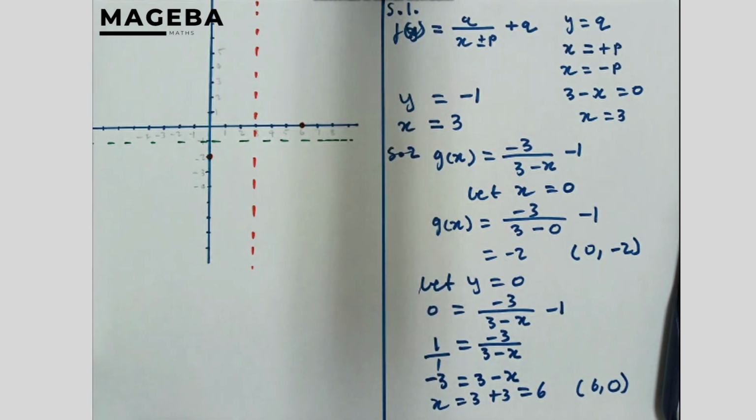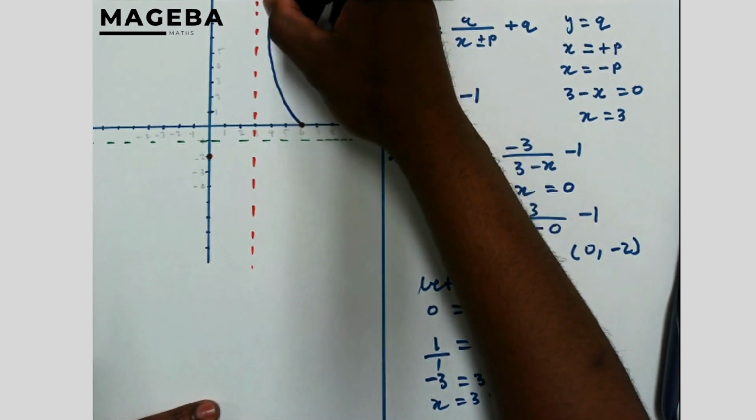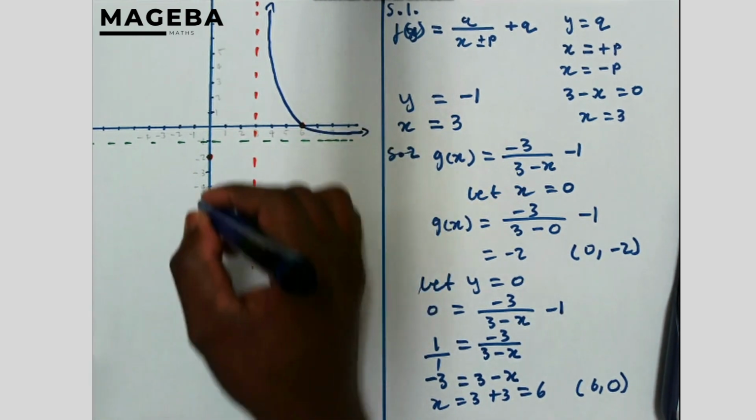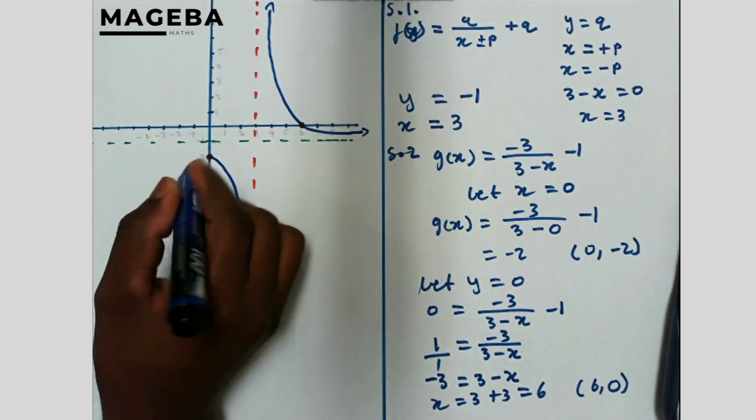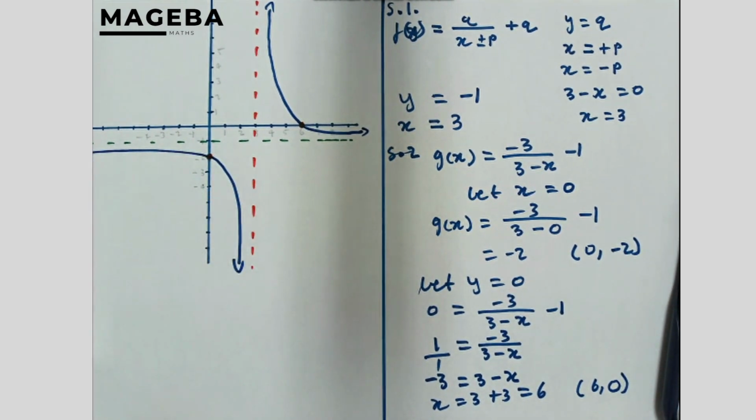And from here I can draw my graph, which is just going like this, and also going this side, and then from here going like this, and from here going like this. I hope everyone understands and sees our graph.